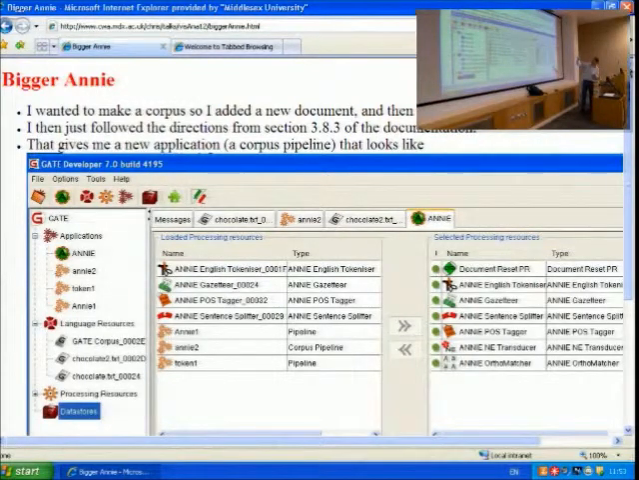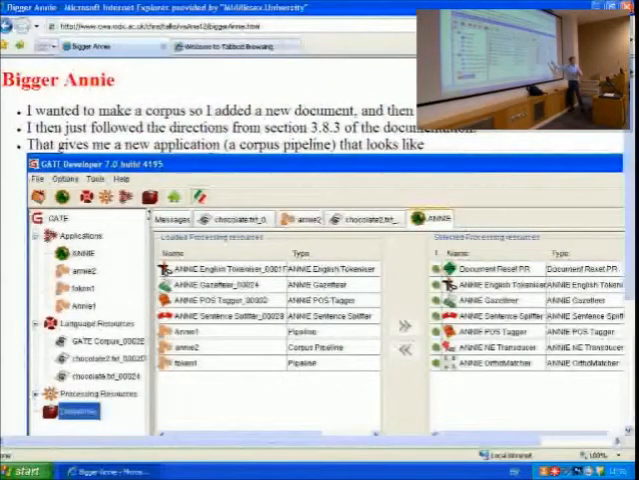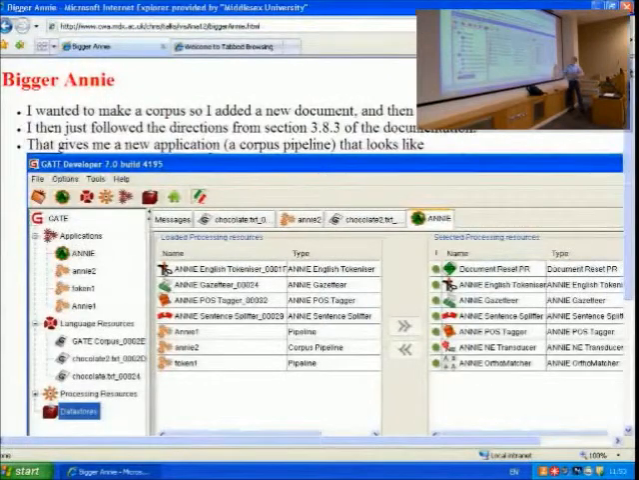That gives me a new application. It's a corpus pipeline now, so it'll work on multiple documents. It'll run the whole pipeline on one document, and it'll run the pipeline on the next document. And then it'll just keep going and churning stuff out. You can, of course, in one of your pipeline steps, just dump something to a file.